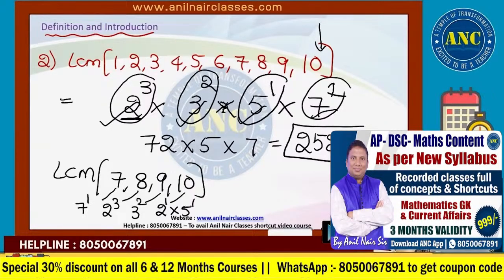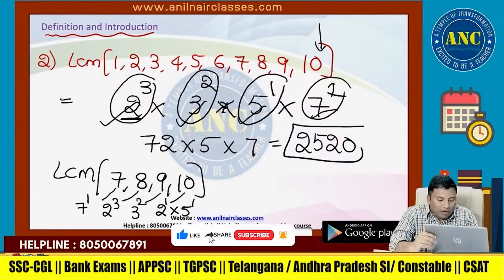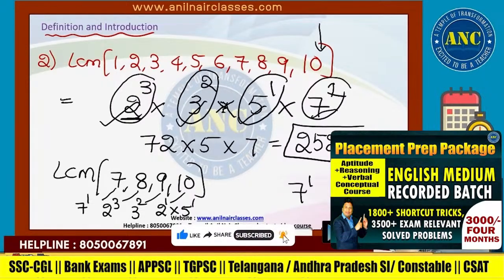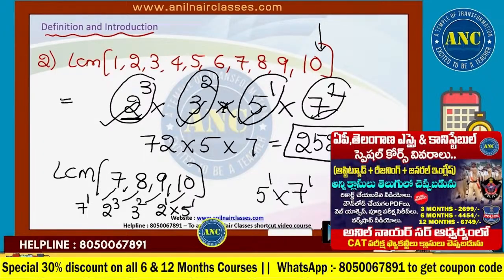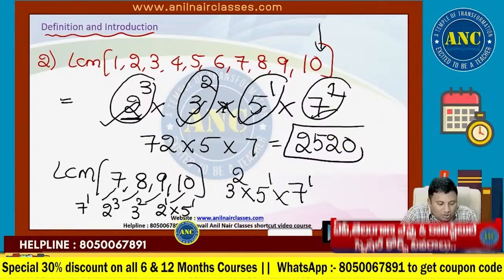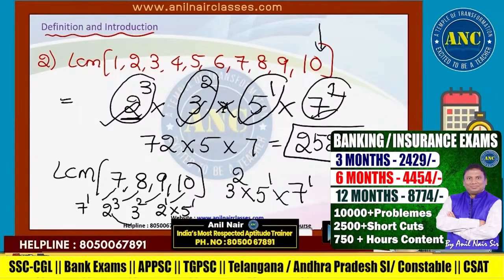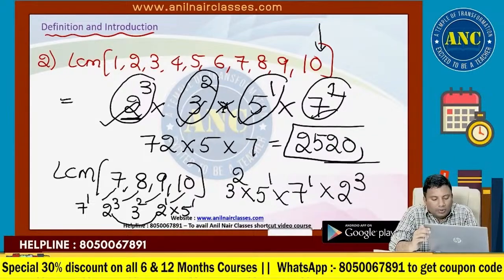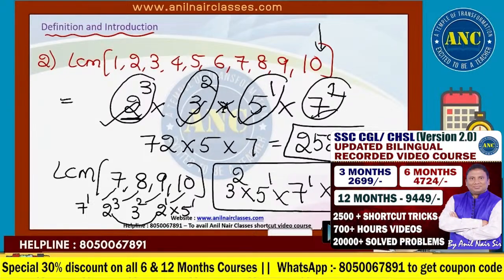LCM takes the highest power. 7 power 1, nothing else is there. 5 power 1, nothing else is there. 3 square, nothing else is there. For 2, we have 2 cube and 2 power 1. What is highest? 2 cube. So 2 cube is taken. This is the same answer, right?